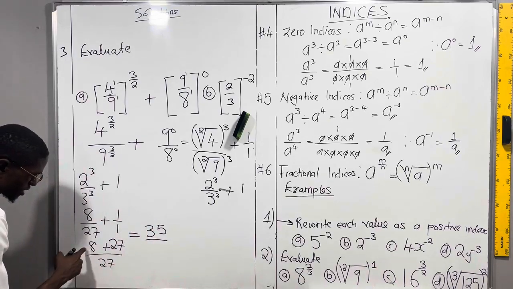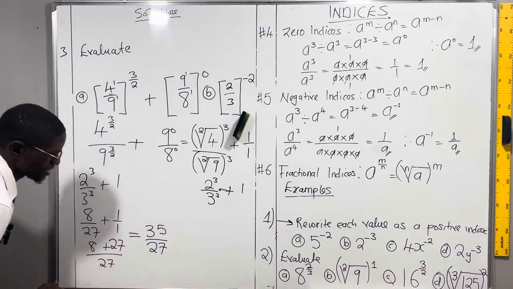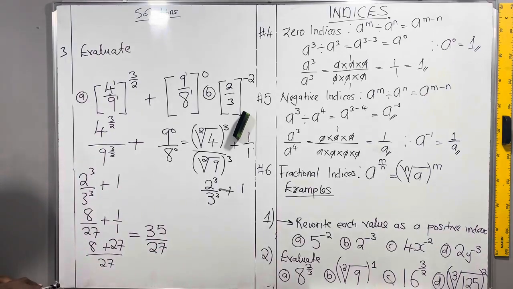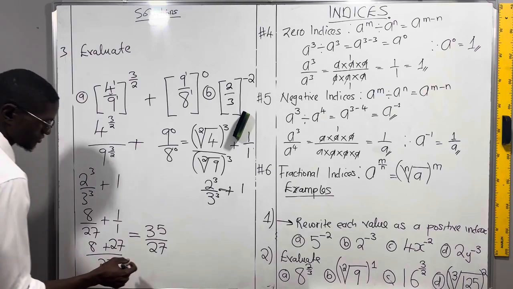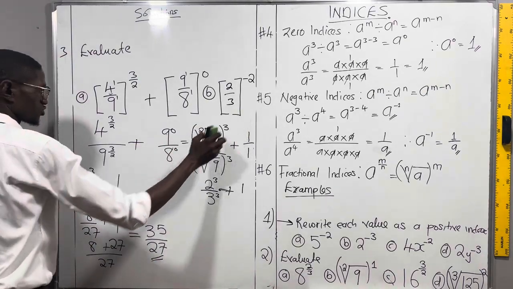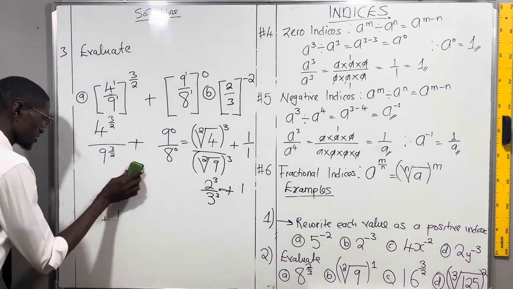Okay, if I'm not mistaken, yeah, 35 over 27. Is there a number that can go into both of these? I doubt that. No, there's no number. So that would be our final answer.